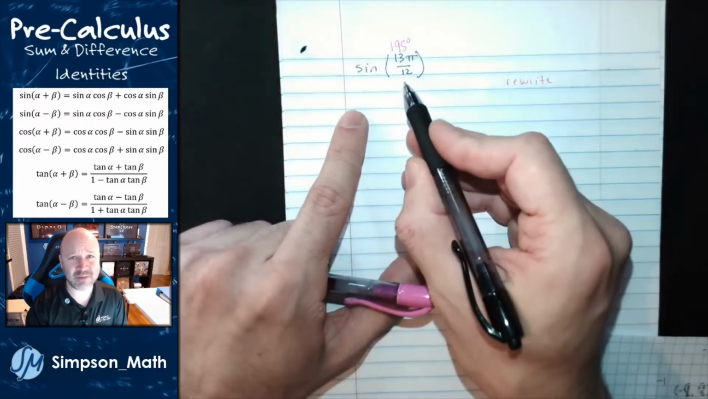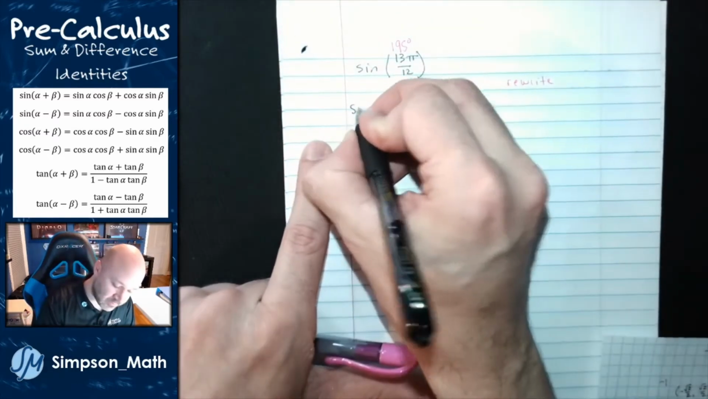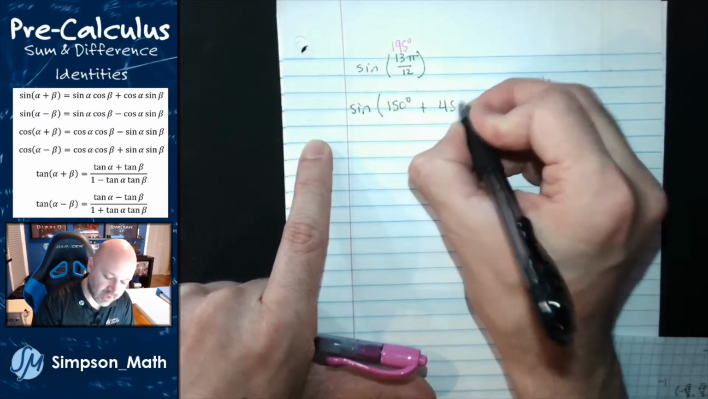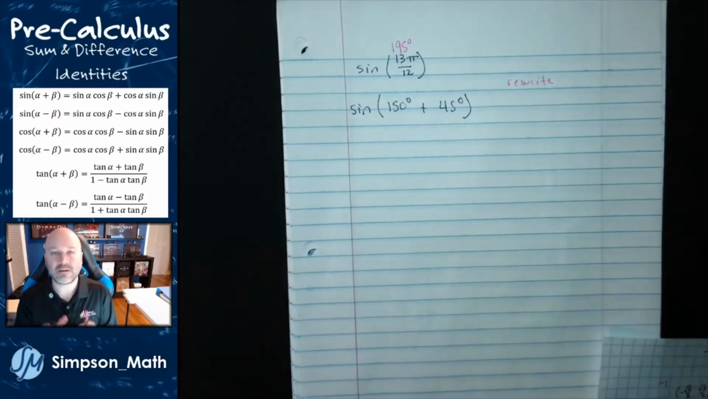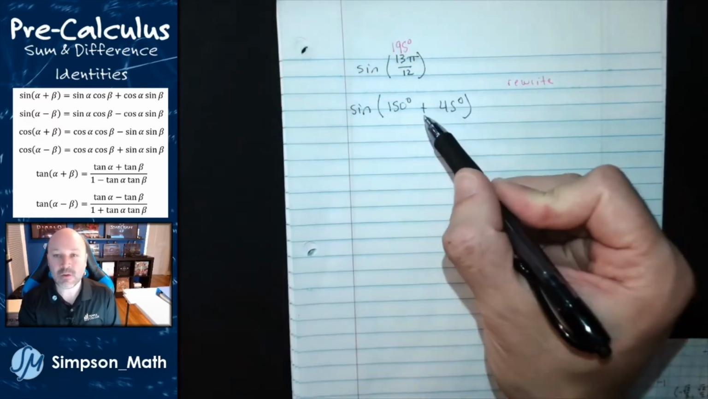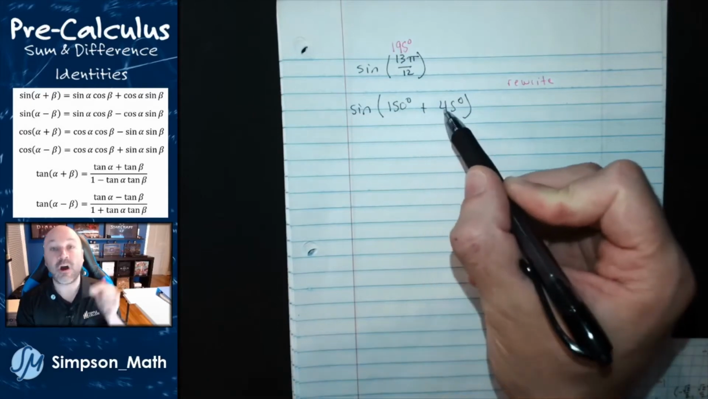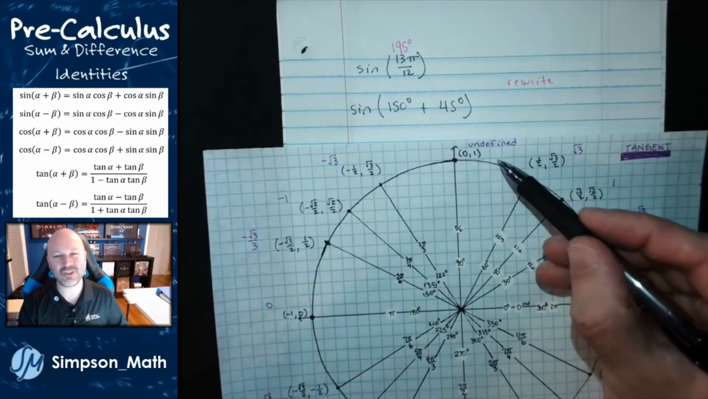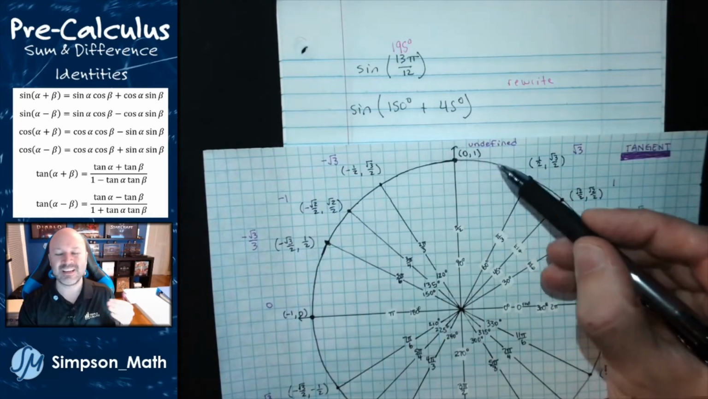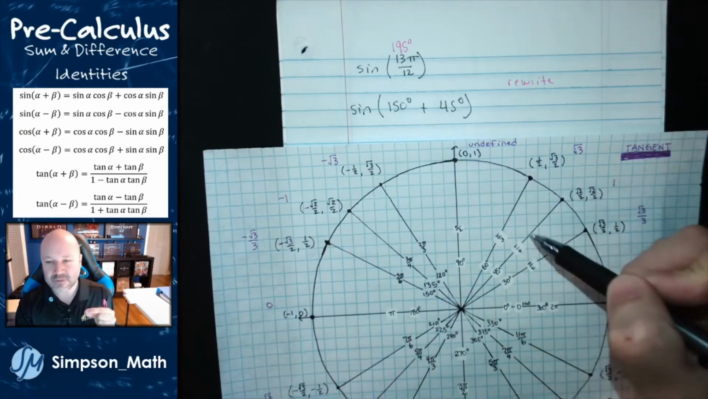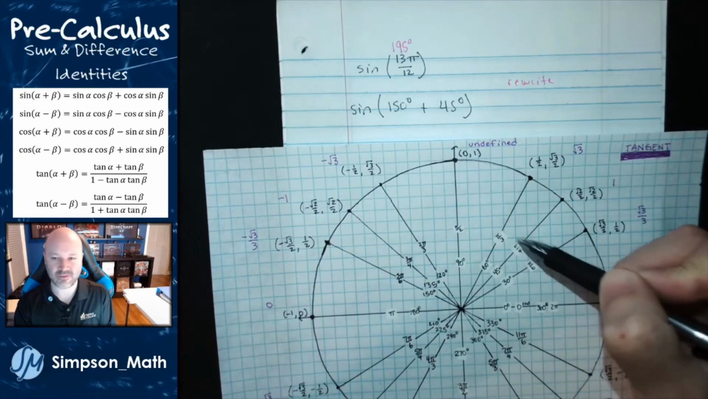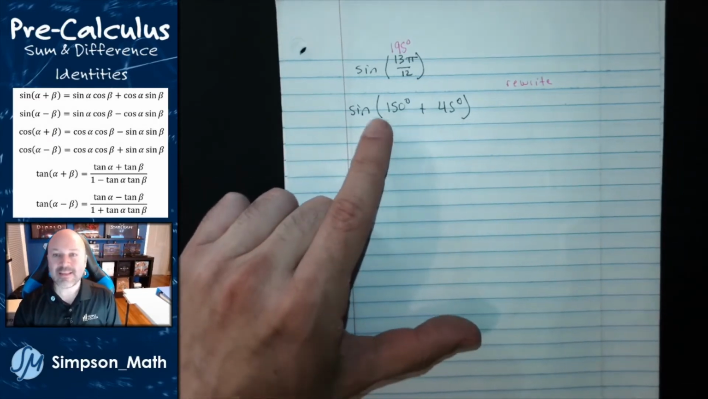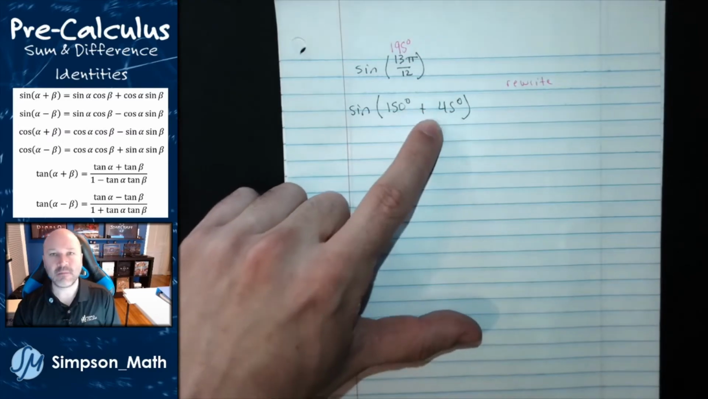I don't know sine of 13 pi twelfths, but maybe I can handle sine of 150 degrees plus 45 degrees. That's step one: rewrite as a sum or difference of two angles that are on the unit circle. Don't use 75. We just found it in the previous example, but stick to the pi sixes and the pi fourths and the pi thirds, those multiples. Then I can apply the sine sum identity.